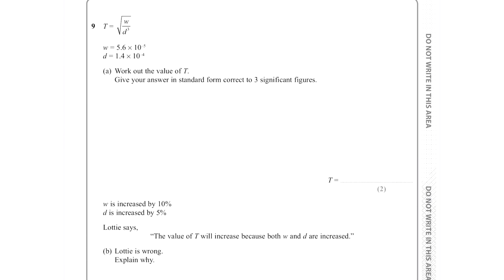Question 9. Work out the value of t. So in this case, it's just the case of substituting this into your calculator, really. So we can write that as t is equal to w, which is 5.6 times 10 to the power of minus 5, divided by, I'll use brackets here, 1.4 times 10 to the power of minus 4, and then the cube outside. You would type that into your calculator and get your answer to three significant figures as 4.52 times 10 to the power of 3.